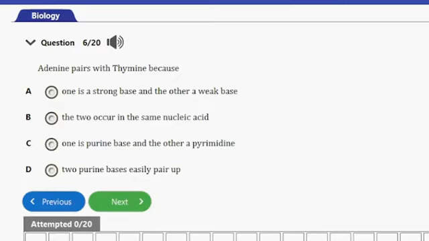And then D, two purine bases easily pair up. So guys, the answer to this question is option C here. One is a purine base and the other is pyrimidine. Adenine is actually a purine base and then thymine is pyrimidine. So their molecular structure allows them to bond together with hydrogen bonds. And that's it for this question, option C.